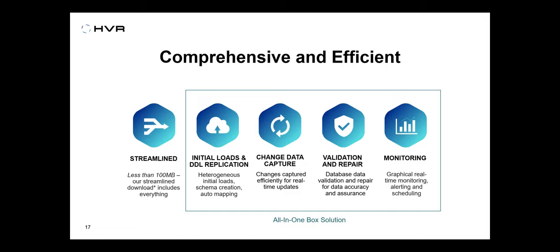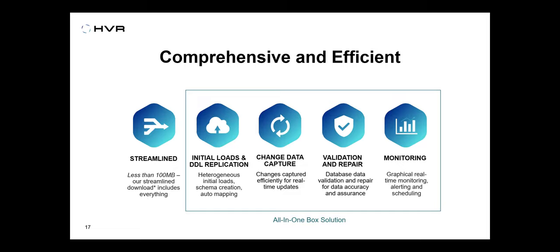We have something that's unique to us, which is validation repair. This means I can actually get a snapshot. I do a hash, or really a checksum, on the table, or I can do that checksum at the row level, so that I'm actually comparing things and guaranteeing. And I'm not just doing a simple select star or select count star from this table. So you get a good guarantee. And should there be a mismatch, we can repair that information.